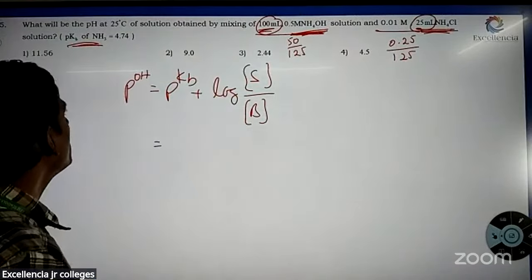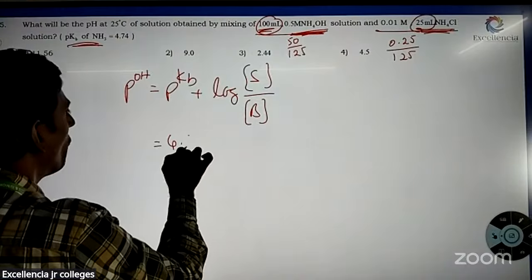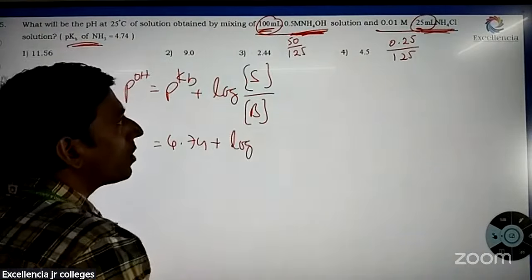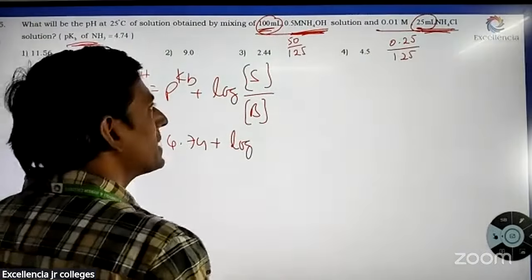So pOH is equal to pKb, which is 4.74, plus log of concentration of salt by base. As we are taking the ratio, this 125 gets cancelled, so directly I'm writing 0.25 divided by 50. Here we need some calculation, that's all. If you complete the calculation, we'll get the number. Here you should observe a small trick played by the NTA. When you do the calculation, you'll get 2.44.